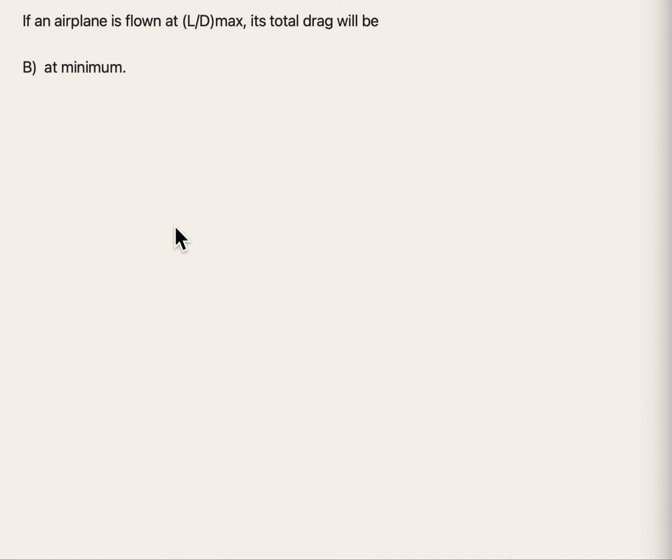If an airplane is flown at LD max, lift drag ratio max, the total drag will be at a minimum.